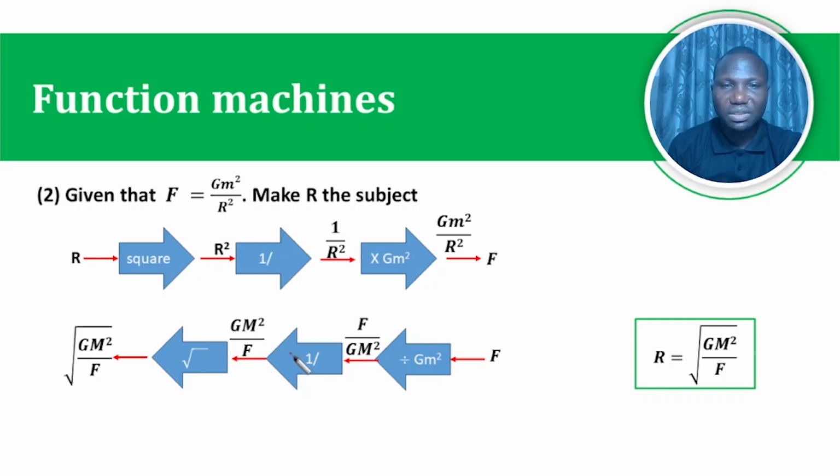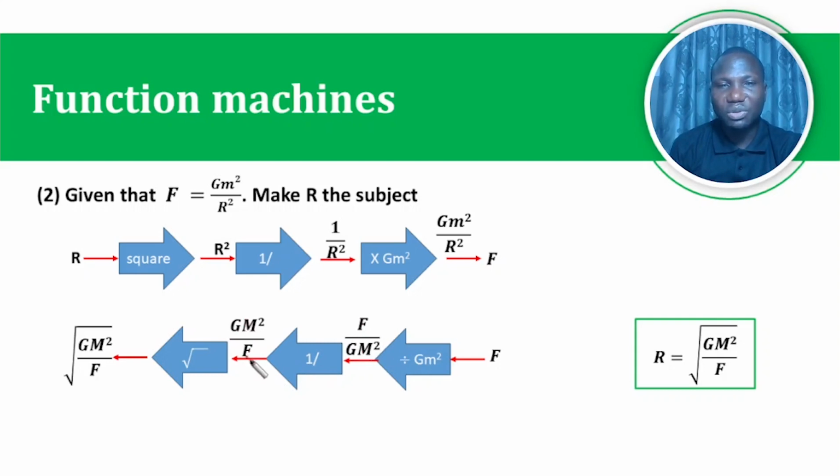Now this machine here, please note this reciprocal will remain here. The function reciprocal remains reciprocal. However, when this machine takes the reciprocal of f over gm squared, it will become gm squared over f. Please take note of that. Reciprocal remains reciprocal, but at the output there will be a change. The reciprocal of f over gm squared will be gm squared over f.